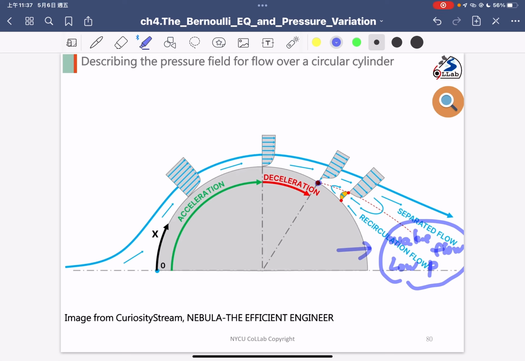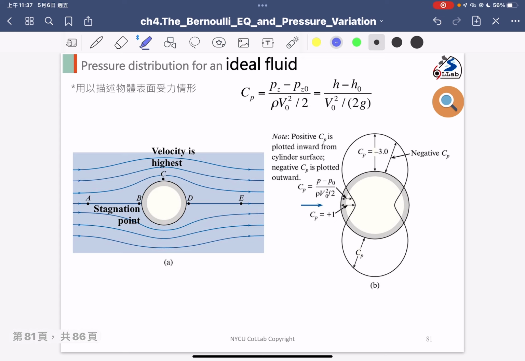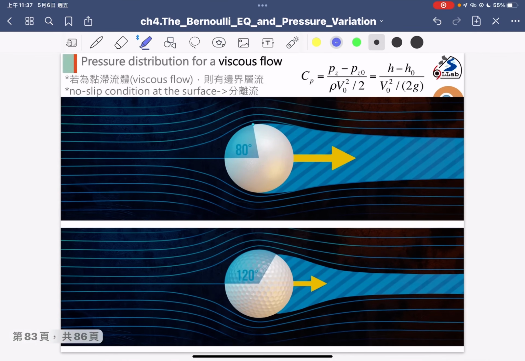So if you can reduce the phenomena of the wake flow, it will be better. So how can we reduce the wake flow? As you can see, there are some ideas to reduce the wake flow. So I move to some ideas.